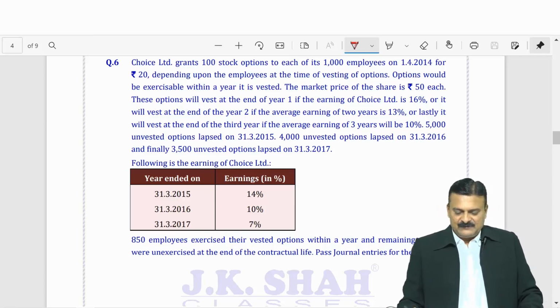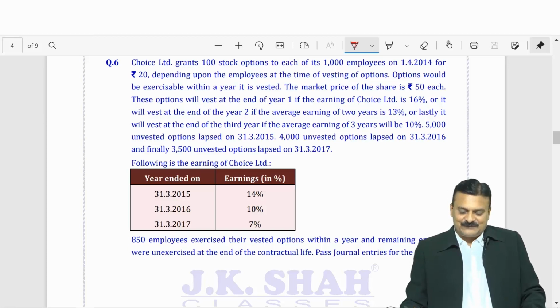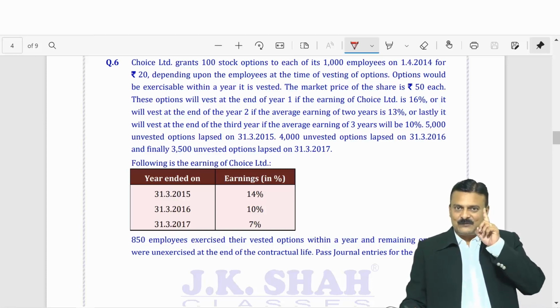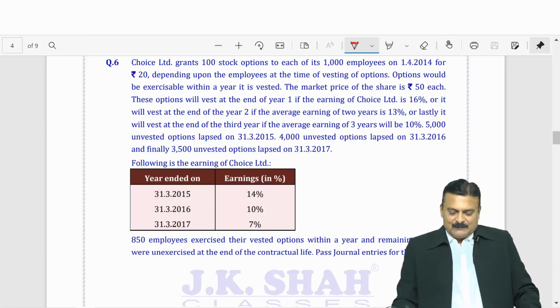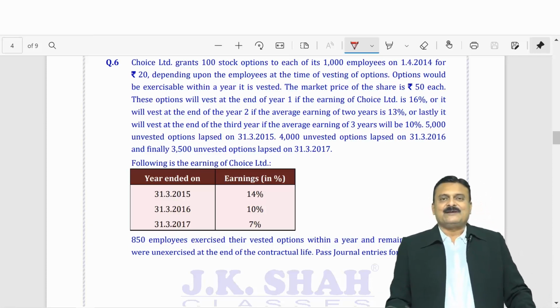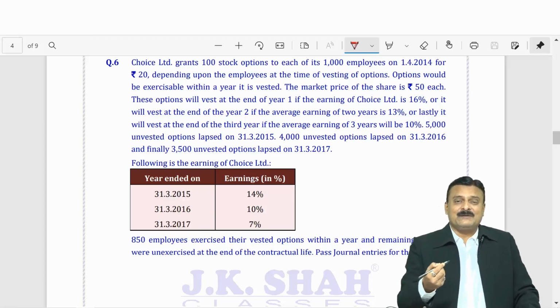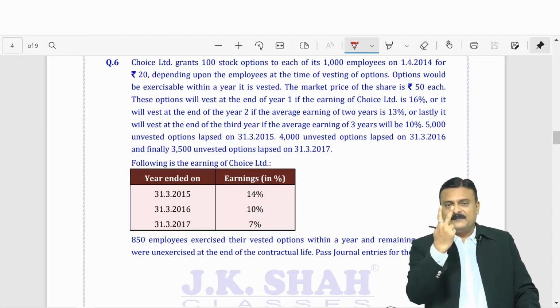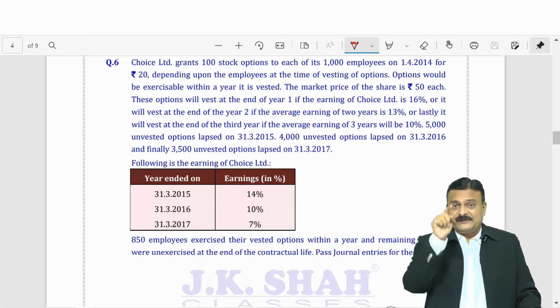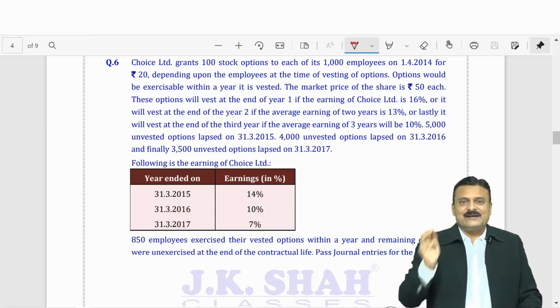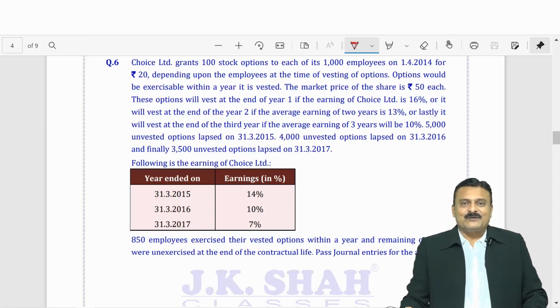Depending upon the employees at the time of vesting of the options. Options would be exercisable within a year after they are vested. So the exercise period is 1 year. Market price of the share is 50. Look, the market price is 50 and it is offered at 20. That means your company is incurring an employee compensation expense of rupees 30 per option per share.